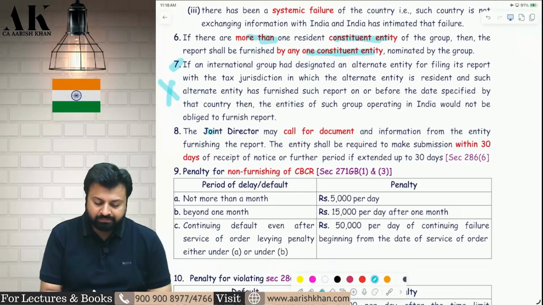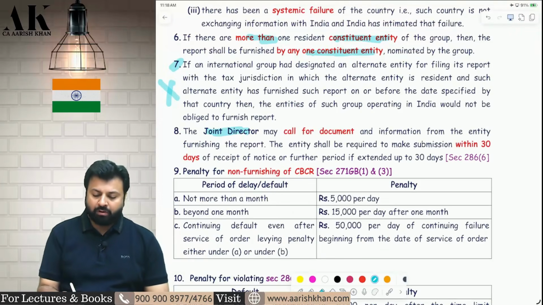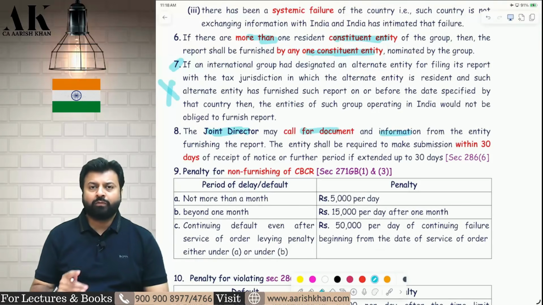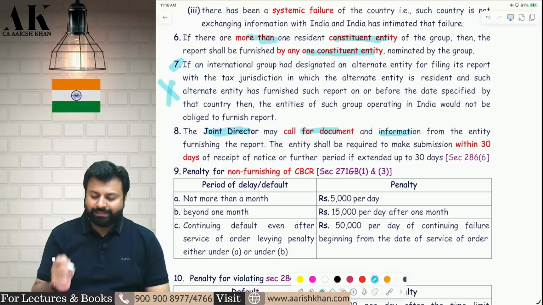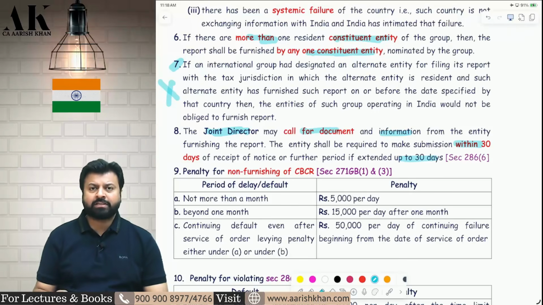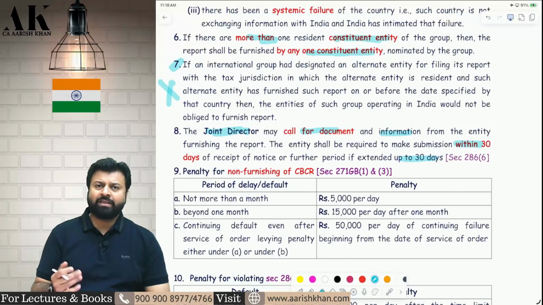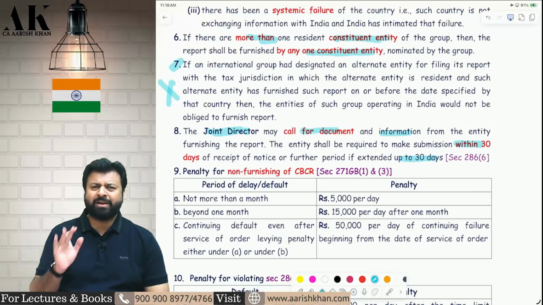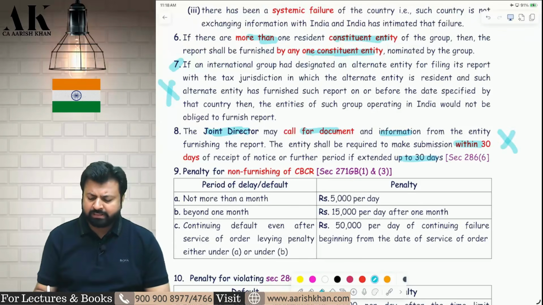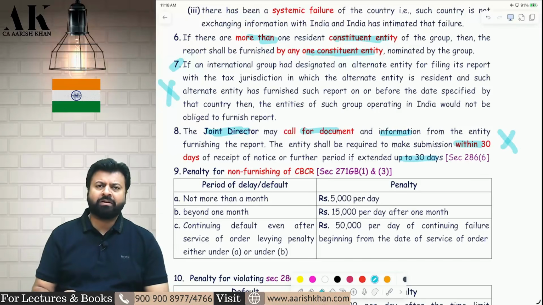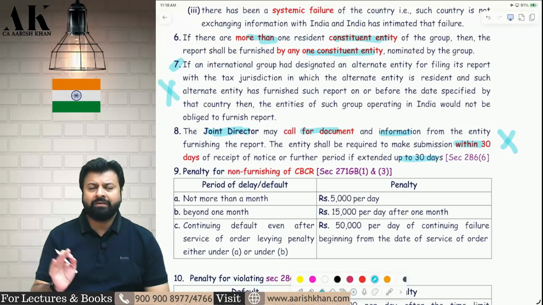And last but not least, whatever CBCR you file, to whom will you file? You will file to the joint director. The joint director in future may call for some documents and information to verify whether it is correct or not. When the joint director calls for the information, you have to give the information within 30 days. Yes, you can ask for an extension of another 30 days. If required, they will give you another 30 days extension. So 30 plus 30, maximum 60 days. If you don't give the information in 60 days, there is a penalty which is going to come under 271GB.